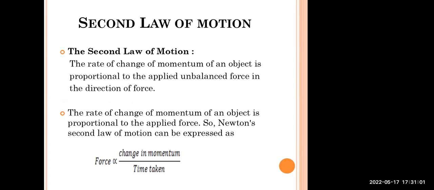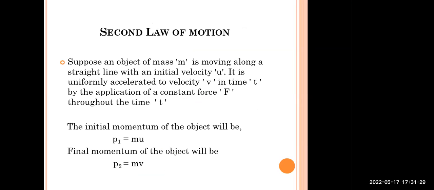Second law of motion. That is the rate of change of momentum. Change of momentum, final minus initial, rate means with respect to time. So change in momentum upon time will be your force. Rate of change of momentum of an object is proportional to the applied force. That is nothing but your second law of motion. I've given you the example of catching a cricket ball. This second law of motion will give us a relation between the force and the acceleration.